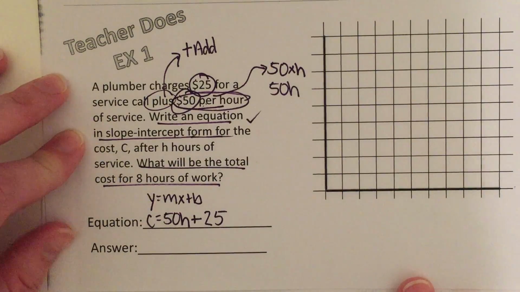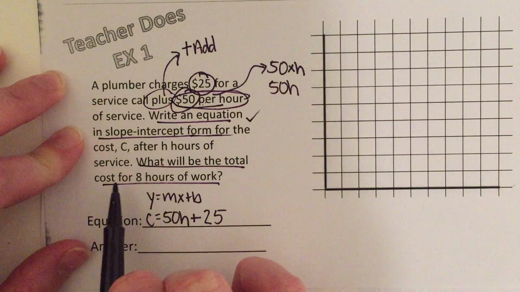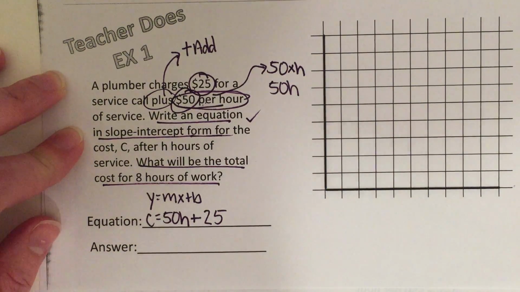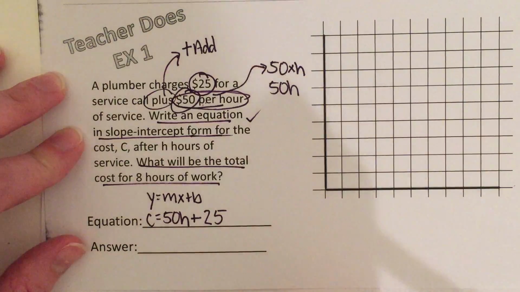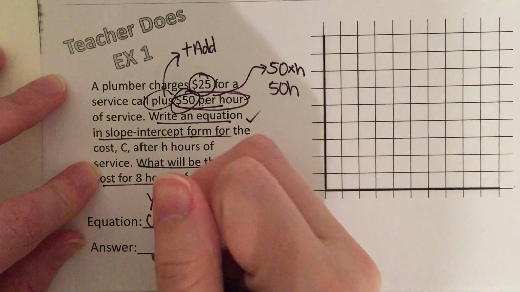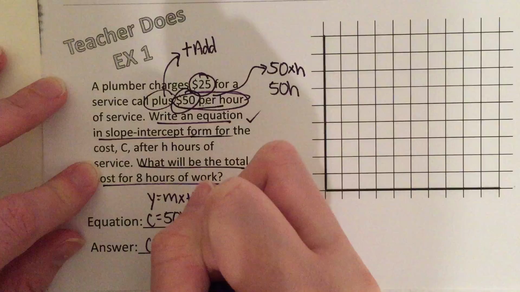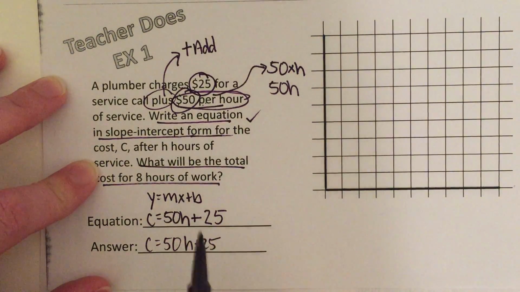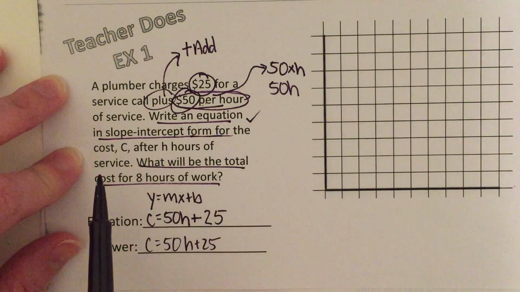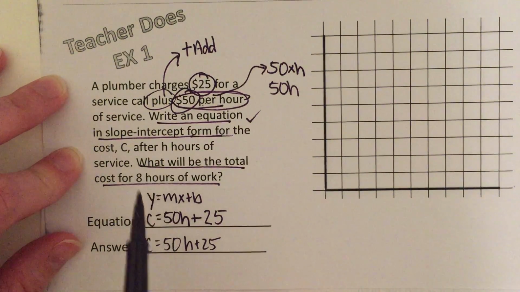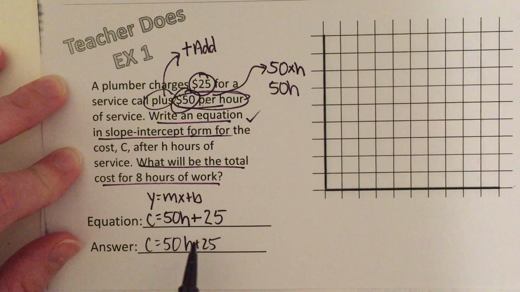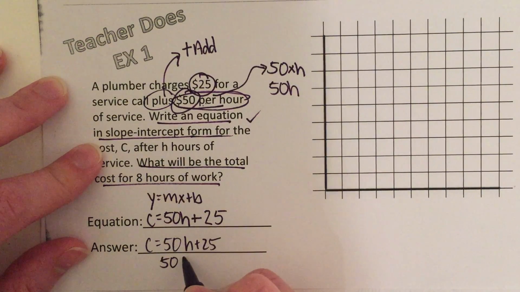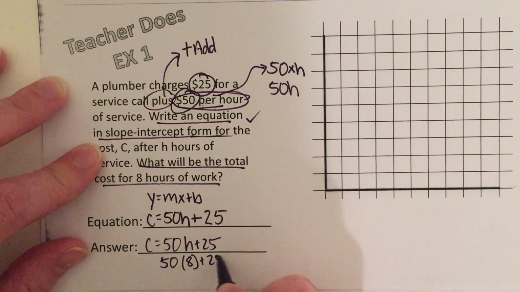Now for the answer, what will the total cost for 8 hours of work be? So we need to do a little bit more of that substituting. I'm going to write out my equation again, 50h plus 25. And I'm going to look and see, okay, what can I substitute in that problem? What will be the total cost for 8 hours? 8 hours, that's cost. H stands for hours. So 50, and instead of h, we're going to write down 8.